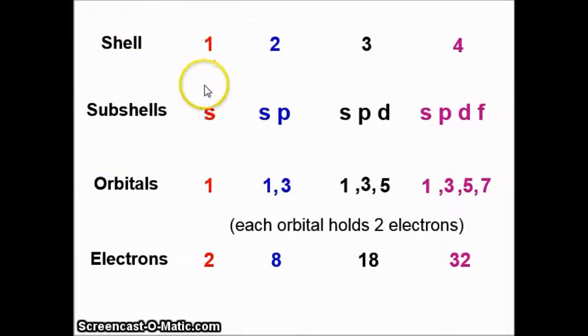So now we have each energy level divided up. Energy level 1, or shell 1, has just the s subshell with 1 orbital, holding 2 electrons. Energy level 2, or shell 2, has 2 subshells, s and p, which is different from this s, this is for energy level 1. The s has 1 orbital and the p has 3, holding a total of 8 electrons: 2 in the s orbital and 6 in the 3 p orbitals, giving us 8. And this goes on for the 3rd and the 4th energy levels.